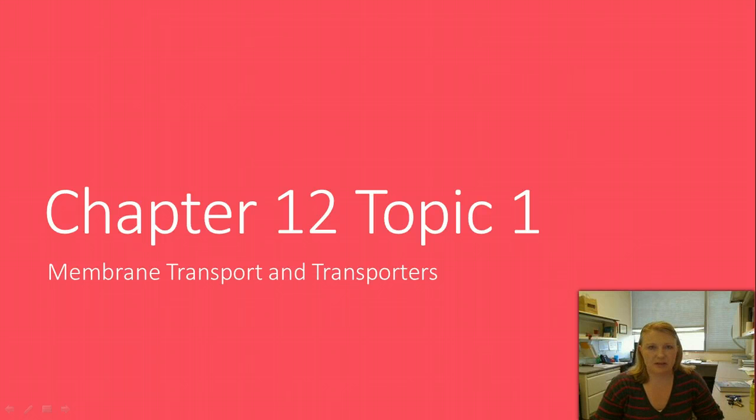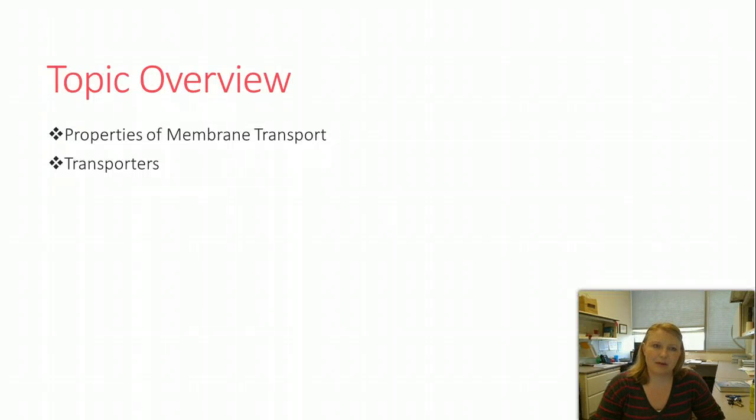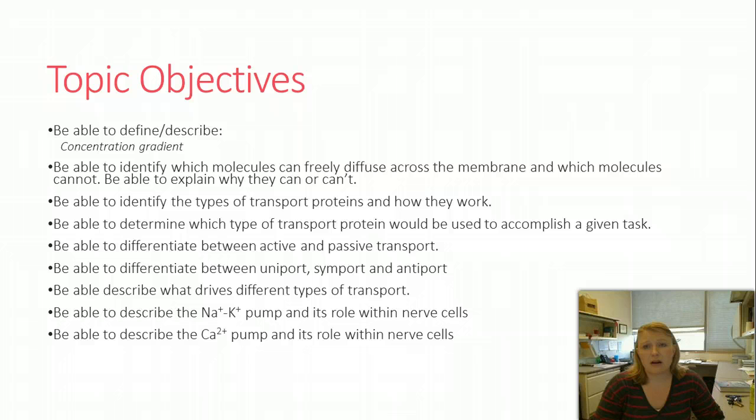Chapter 12 we're going to divide into two parts. We're going to talk about transporters and the basic properties of membrane transport in Topic 1. And then in Topic 2 we're going to talk about ion channels and some examples of how nerve cells work. So those are how we're going to break this up. As I said, in this topic, we're going to talk about the properties of membrane transport and then examples of transporters.